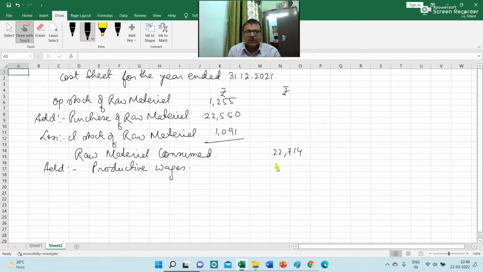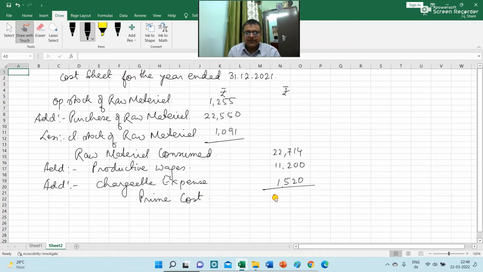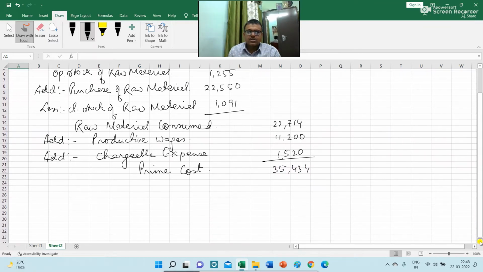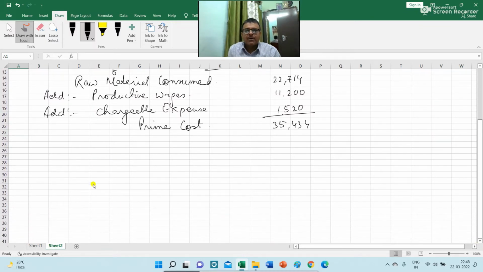Add productive wages. So what is the amount of productive wages? This is 11,200 and chargeable expense. This is an item which is given in the question, which is the direct expense. So this is 1,520. When we add up these three items, it will give you the prime cost. Prime cost is the sum total of raw material consumed, productive wages and chargeable expenses. So prime cost is 35,434.